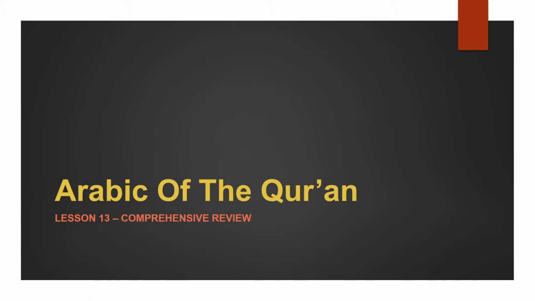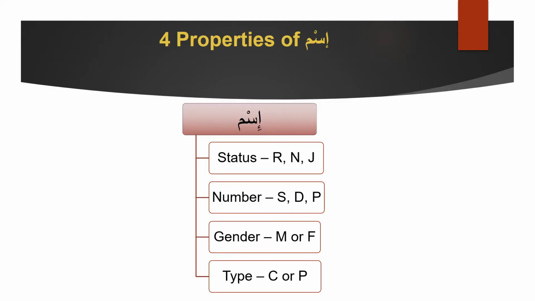Today we'll be doing lesson number 13, Comprehensive Review. Let's begin. Today we are going to apply the things we have learned all this while. We have learned that ism has 4 properties, and we finished learning all the 4 properties, exactly what they mean. Now we are going to apply these 4 properties on the words and classify them based on status, number, gender and type.